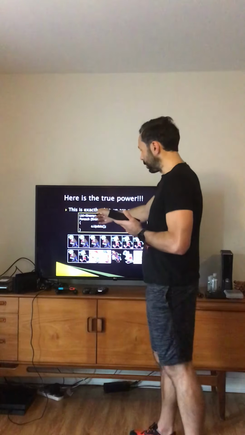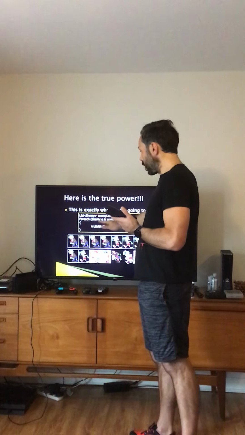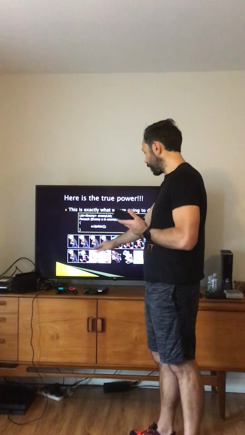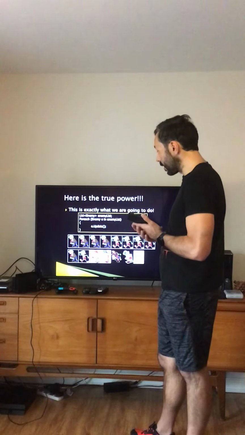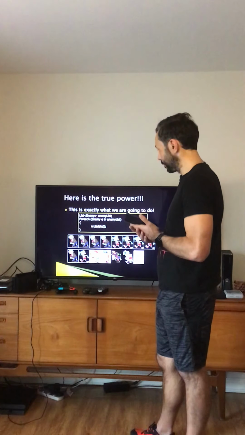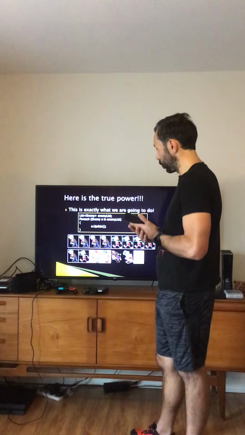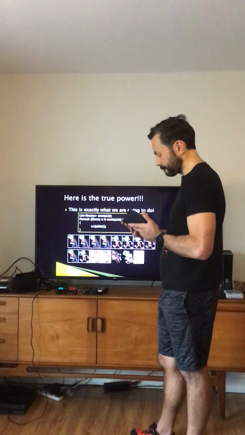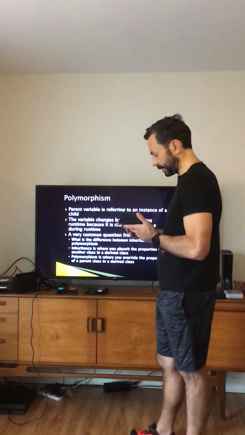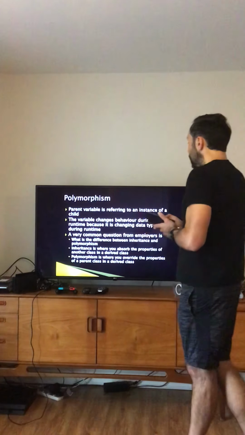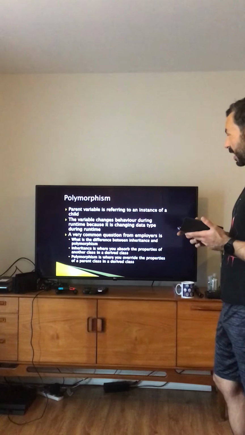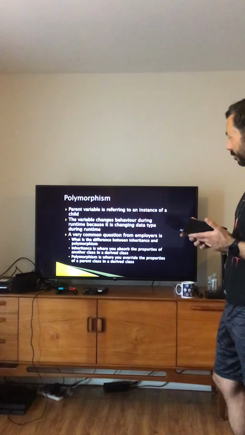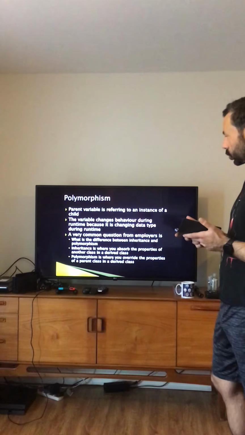So you just got an enemy list, okay? That goes through every single one of them. And then you can have all of these, right? So dependent on the behavior, you can then update it, okay? Or depending on the variable, it will update its behavior, okay? Fabulous. So the parent variable is referring to an instance of a child. The variable changes behavior during the runtime, as I haven't said that enough, because it's changing data type during runtime.